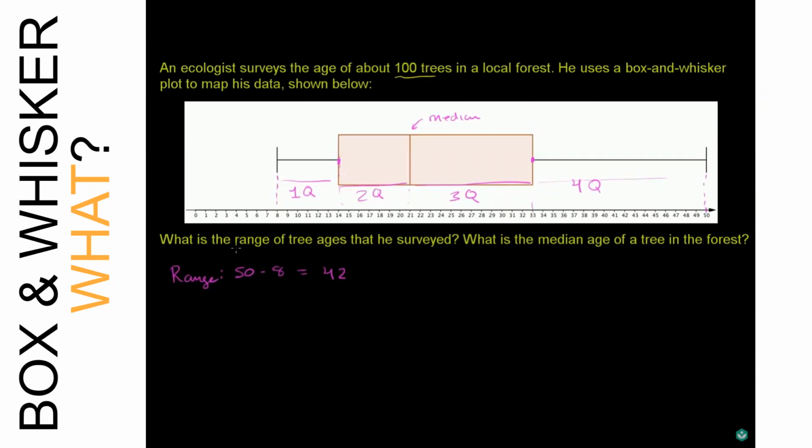To answer the question, we already did the range. There's a 42-year spread between the oldest and the youngest tree. And the median age of a tree in the forest is 21. So even though you might have trees that are as old as 50, the median of the forest is actually closer to the lower end of our entire spectrum of ages. If you view median as your central tendency measurement, it's only at 21 years. You can even see it's closer to the left end of the box and closer to the end of the left whisker than the end of the right whisker.